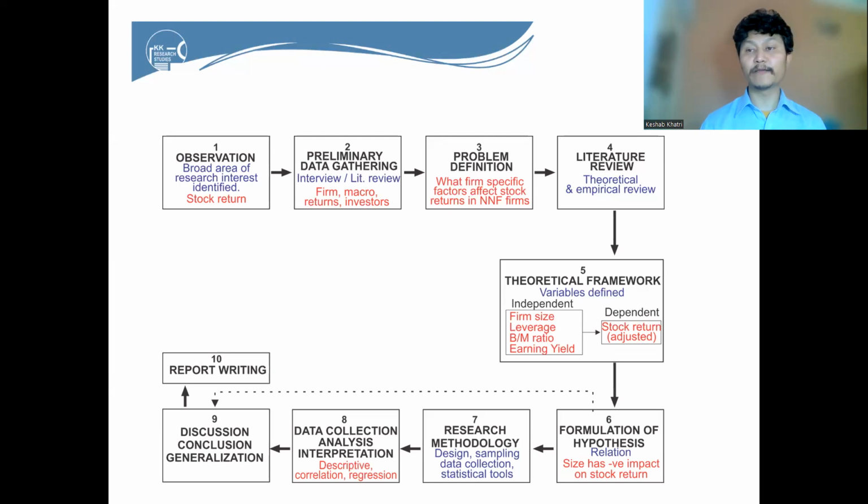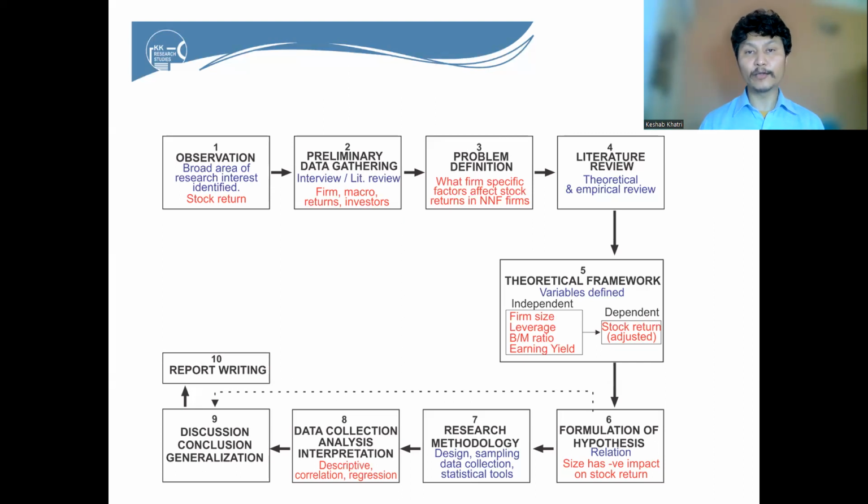For example, firm-specific factors and macroeconomic factors. At the same time, we also came to know that different forms of returns exist, for example adjusted return, excess return, and abnormal return. And we also came to know that each investor has his or her own perception towards the stock market and stock market return. That was completely new knowledge and new information for us to move on in this research process.